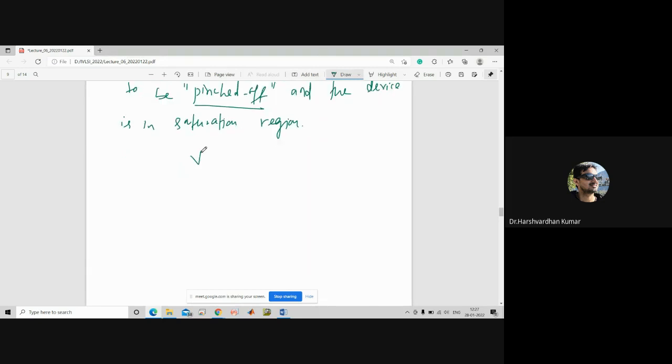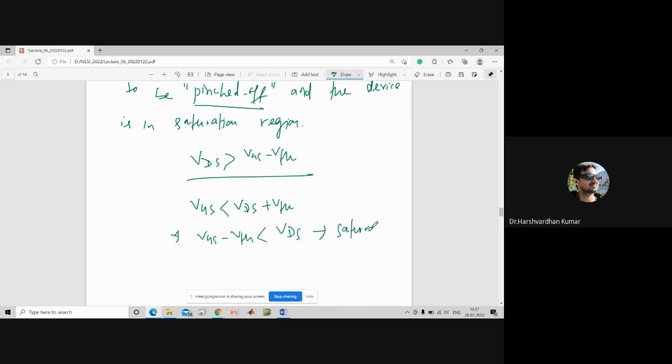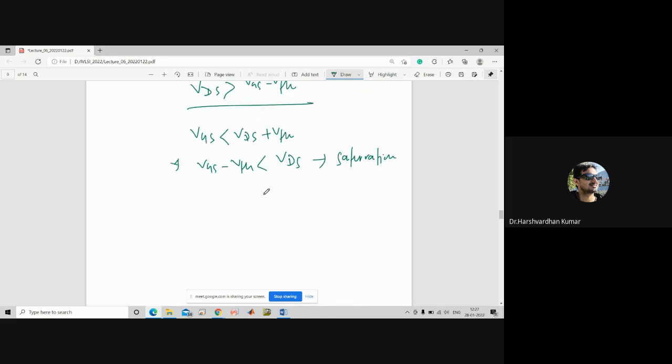So what happens here? In this case, VDS is greater than VGS minus VTH. Why is it happening? Because we know very well the equations, as you remember earlier, I wrote VGS is less than VDS plus VTH. So if you rewrite these equations, then VGS minus VTH is greater than VDS. So this is under saturation. However, in case of linear, what is the range? VGS is greater than VDS plus VTH. So you have to remember the linear region.